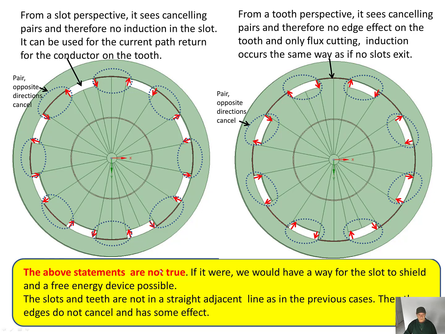But that's not true. If it were, we would have a way for the slots to shield, and a free energy device. The slots in teeth are not in a straight line. And as in the previous case, the other edges do not cancel and have some effect. In other words, there's a different angle from here to affect, say, a conductor here. This is a different angle and different position. So there's some effect. And it turns out if the duty cycle is 50-50, the slot width and the tooth width are the same, the induction is 50%.